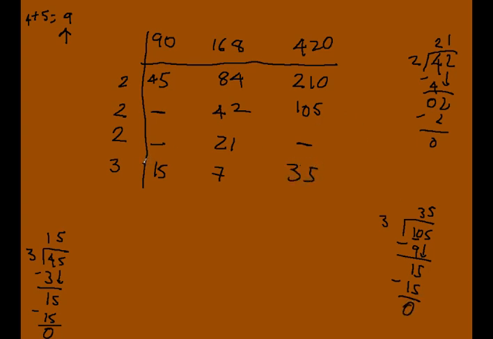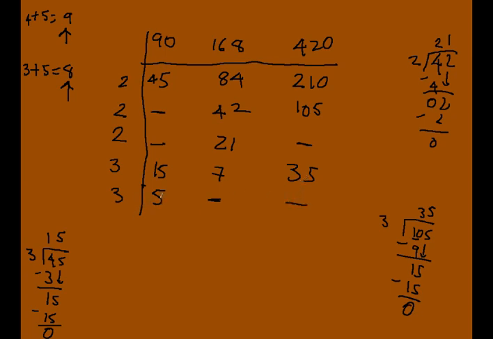Can we do 3 again? Yes, we can because of that 15 here. Let's do 3 again. 3 into 15 is 5. Again, because of your multiplication table, 3 times 5 is 15. Can we do 3 into 7? No. 3 doesn't go into 7 evenly. 3 into 35? No. Again, the fastest way of seeing it is by adding the digits, because 3 plus 5 gives me 8. Since 3 doesn't go into 8, I guarantee you that 3 will not go into 35. So we put a line here.